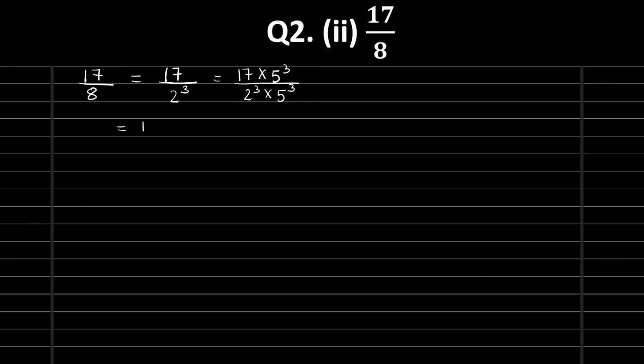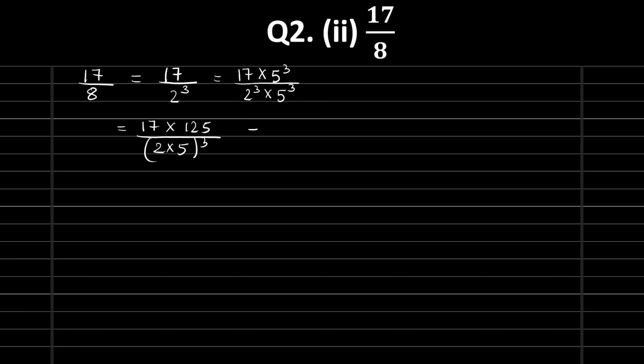Now this can be written as 17 into 5 raised to 3, which is 125, divided by 2 raised to 3 into 5 raised to 3, which can be written as 2 into 5 whole raised to 3.